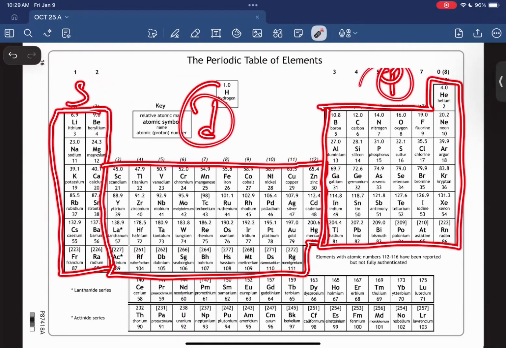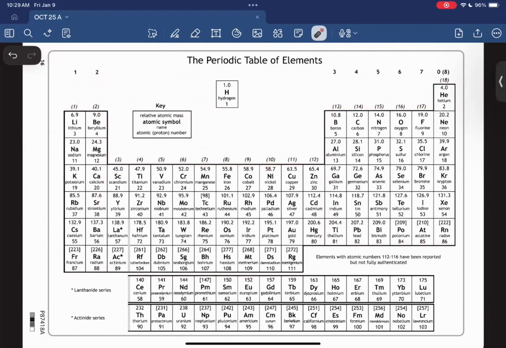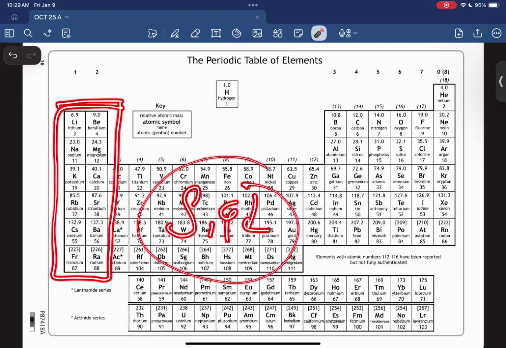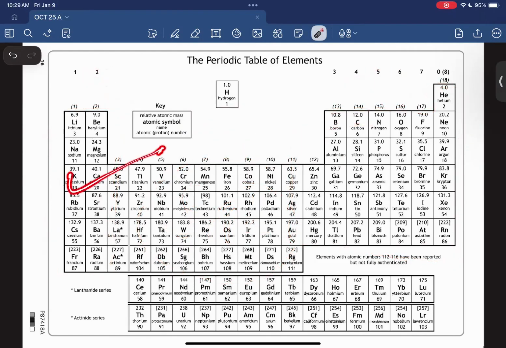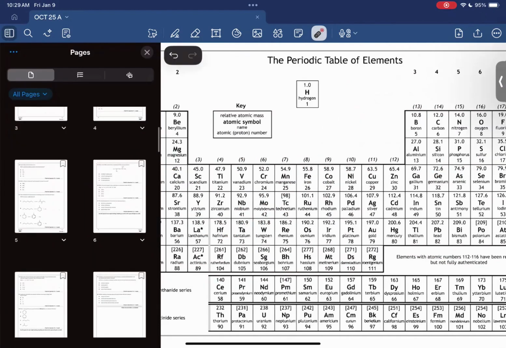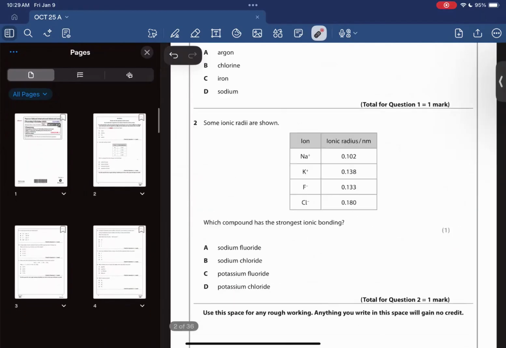Now, if you were asked to write the electronic configuration in SPD notation, you'd see that for group 1 and 2, it ends in S, for this it ends in D, and for this it ends in P. Hence, they belong to the S group, D group, and accordingly, P group as well. Okay, so this basically is the question. So let's just get back to it.